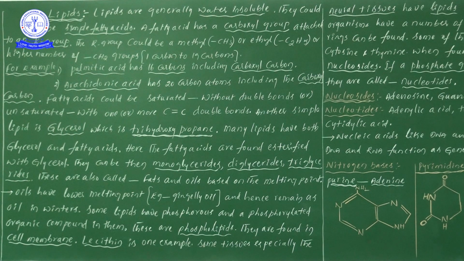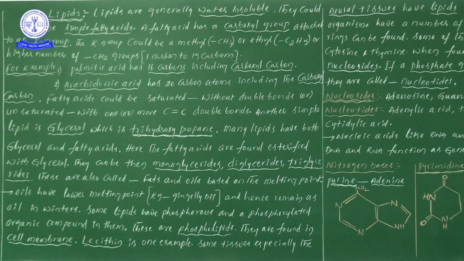So here, once you see, oils have a lower melting point. Fats and oils are there. From the oils point of view, these oils have a lower melting point. This is important from the NEET examination point of view. The best example of a lower melting point oil is gingelly oil, and because of the lower melting point, it remains as oil even in winter.